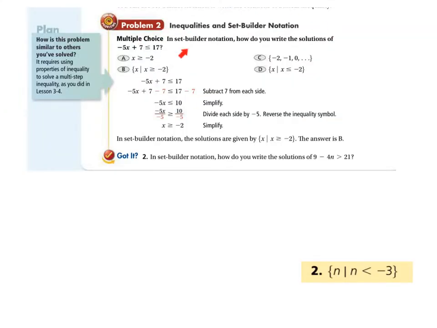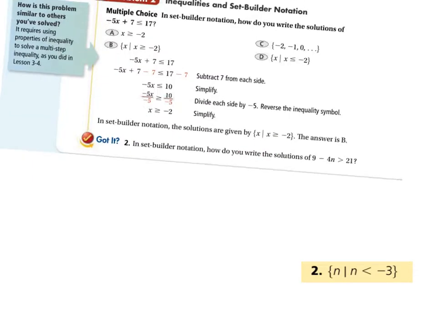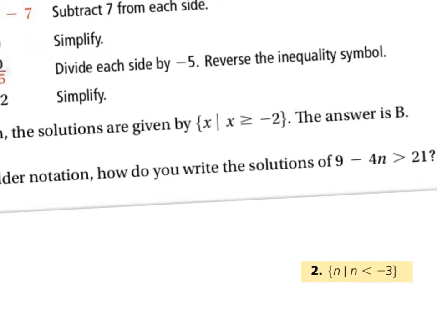So inequalities and set builder notation, this is where it gets fun. In set builder notation, how do you write the solution of this? So obviously you want to solve it first, right? So subtract the 7, divide off the -5. Remember, when you divide off that negative, you flip the inequality sign, and x is greater than or equal to -2. So in set builder notation, {x such that x is greater than or equal to -2}. That's it. Again, x such that x is greater than or equal to -2.